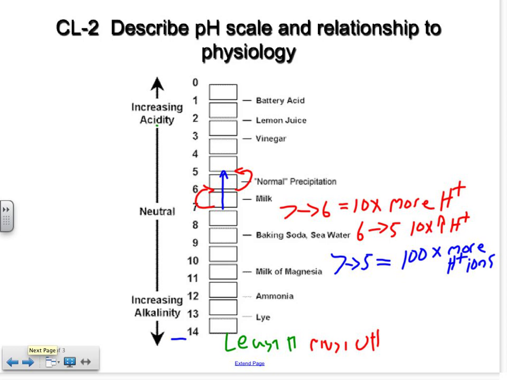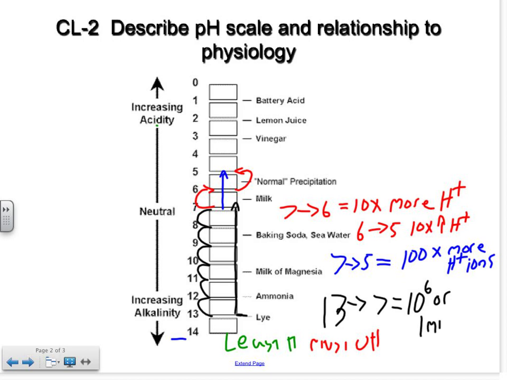If you were to go from, say, lye at 13 to pure water at 7, that would be 10 times 10 times 10 times 10 times 10 times 10, or 13 to 7 would equal 10 to the 6, or 1 million more hydrogen ions.